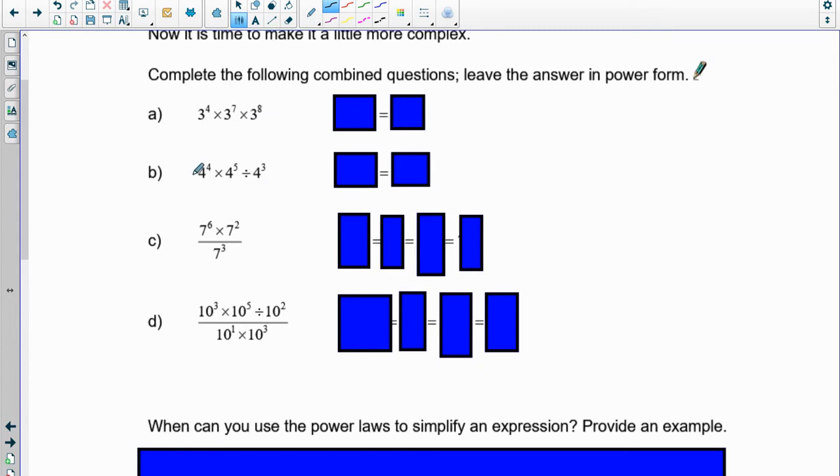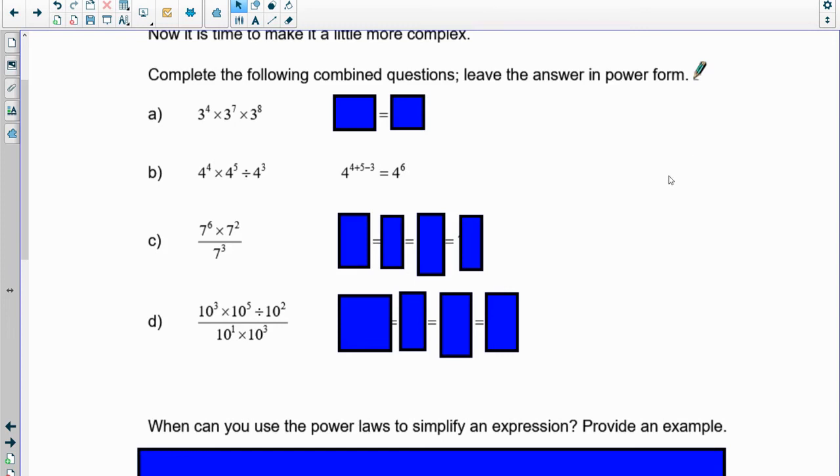Right? Down here we have 4 to the 4 times 4 to the 5, which means these two can be added, but then you're going to divide by 4 to the 3, which means you're going to add these two, but you're going to subtract that one. Right? So this becomes 4 to the 4 plus 5 minus 3 gives you 4 to the 6. 4 plus 5 is 9. 9 take away 3 is 6. Okay, I'd like you to pause the recording and take a shot at these 3 questions here.